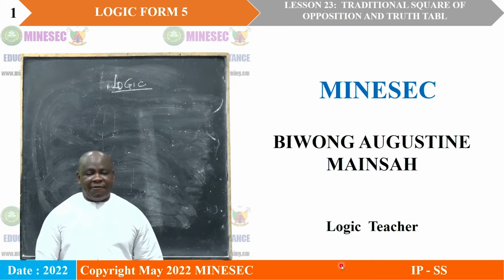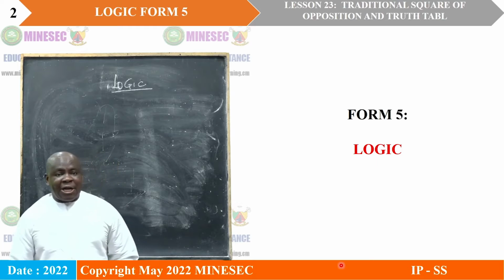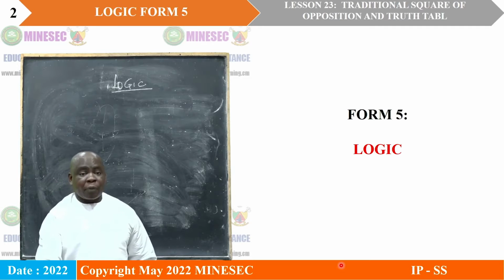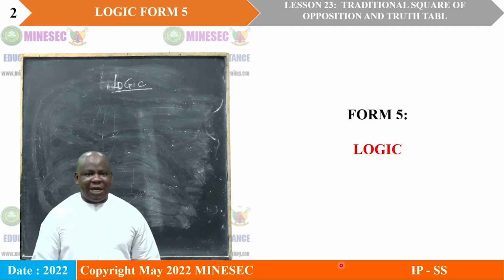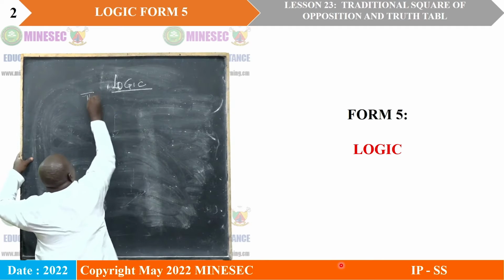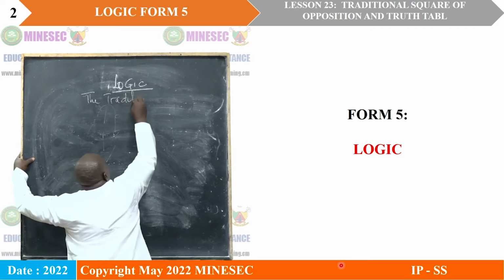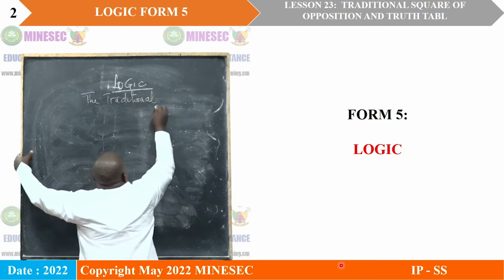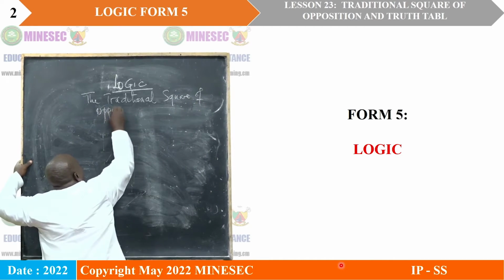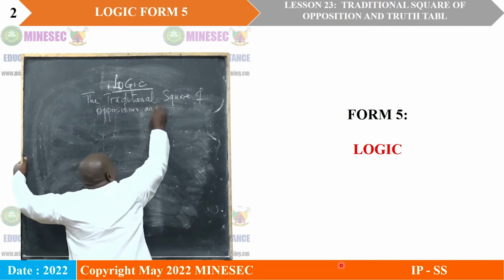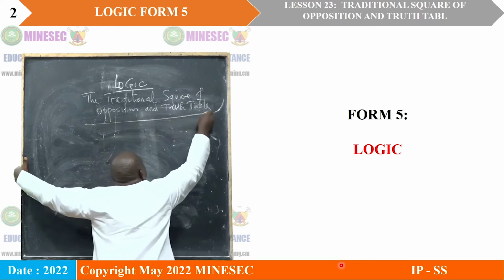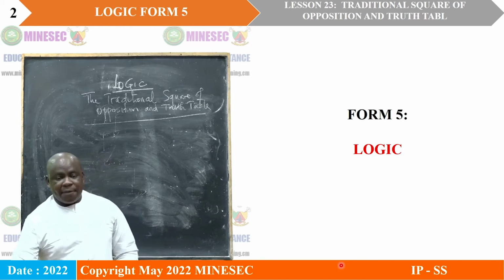The logic teacher for Form 5. Another lesson of today, which will be titled The Traditional Square of Opposition and Truth Table. Our lesson of today will be the traditional square of opposition and truth table. That will be our lesson of today.